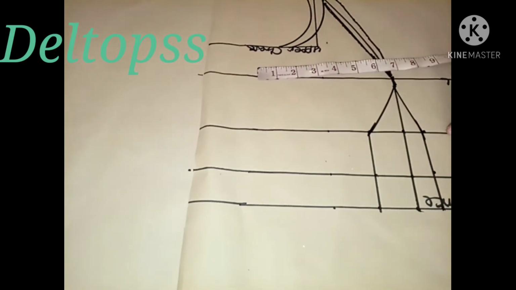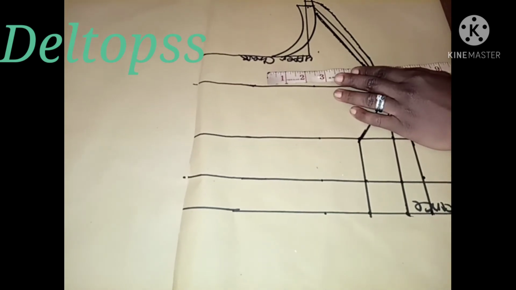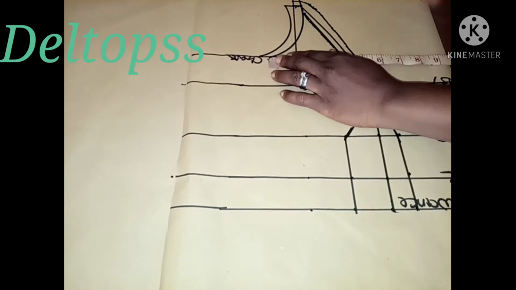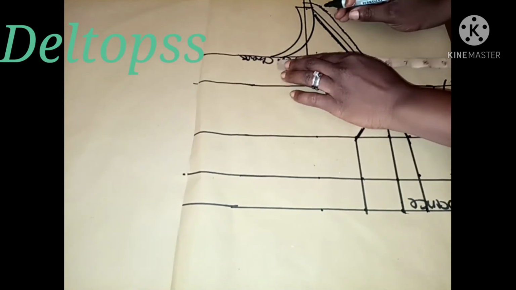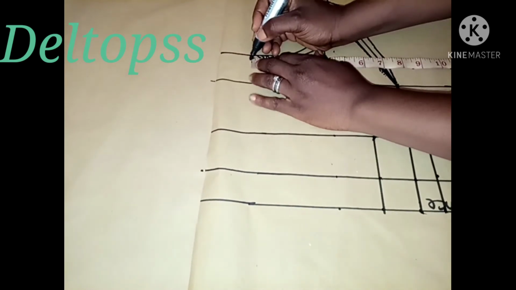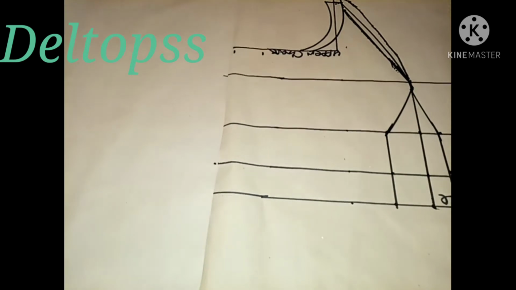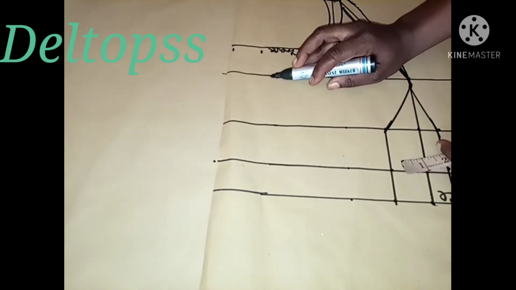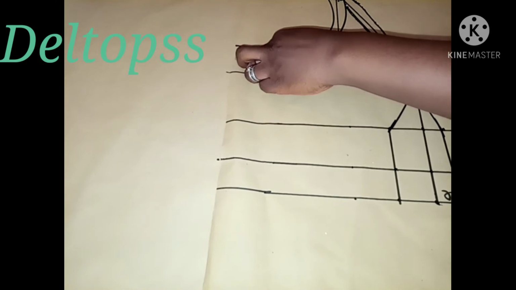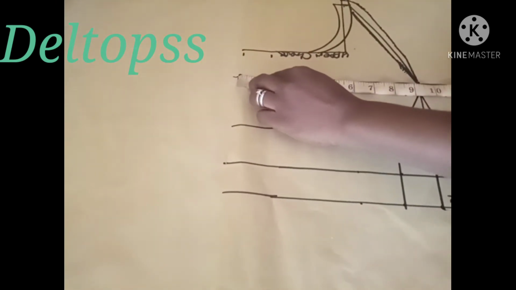Okay, so I'm going to do the side seam. I'm placing the quarter of bust measurement, and then I'm going to add 1 inch as joining allowance. Okay, so what we are getting from your upper chest, you are marking it on the bust line.